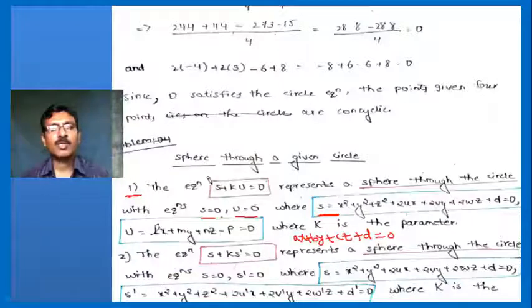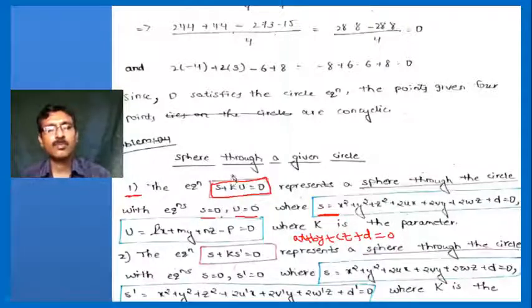So the formula is S plus kU equal to 0. Here k is a parameter. To find the value of k, there should be a clue given, like the sphere passing through a fixed point, something like that. So this is one of the important formulae.